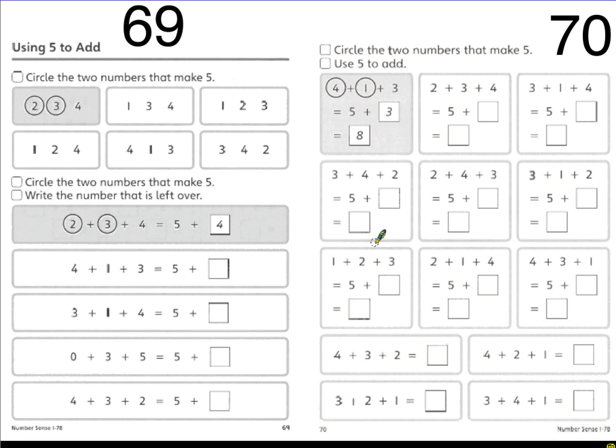So we have 2 pages in our math book, page 69 and 70. On the top of page 69, we find practice finding the numbers that make 5. On the bottom, we find the 2 numbers that make 5. 4 and 1 make 5, so now we have 3 left over. 4 and 1 is same as 5, and now 3 is going to be the same as 3. And we've practiced this as well.